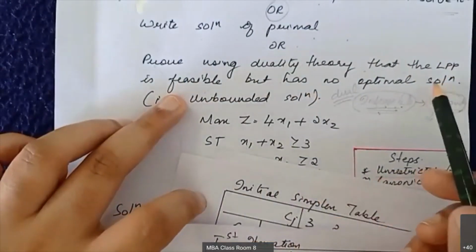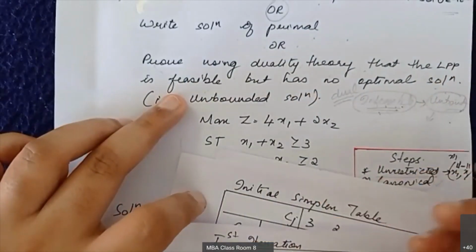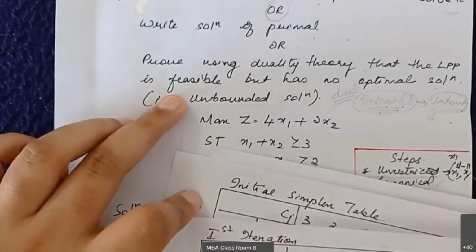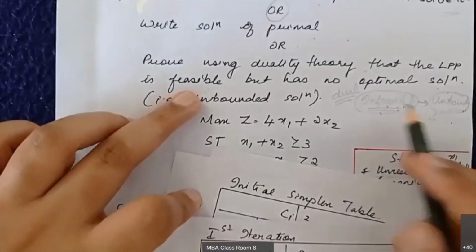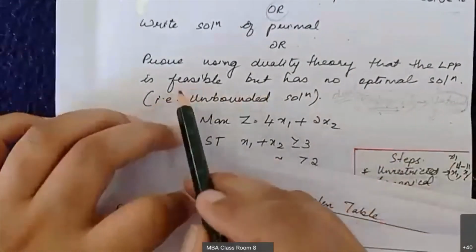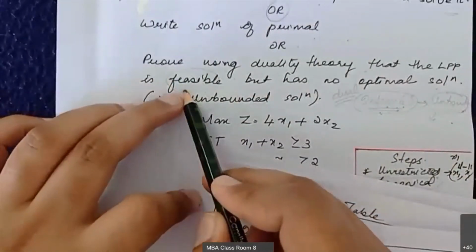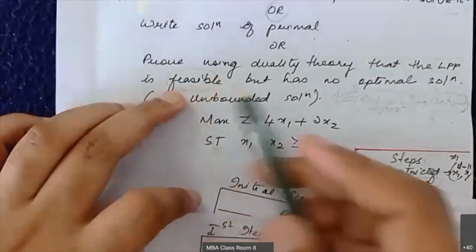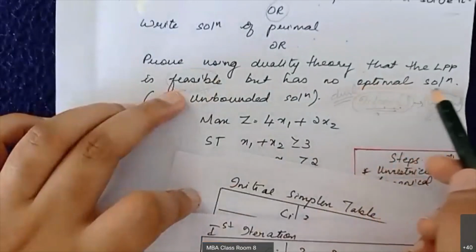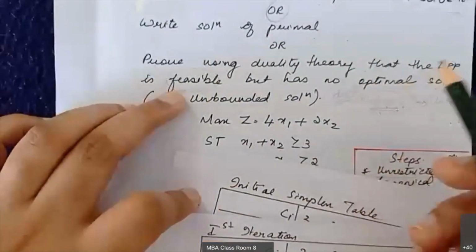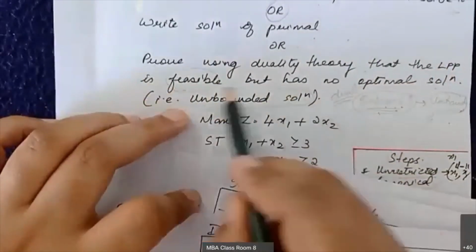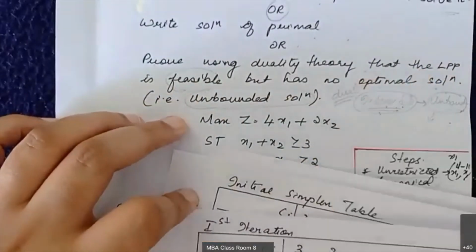If you are having an unbounded solution, it means the solution occurs at infinity. There is a solution, that is why we are telling it is feasible. Unbounded means there is a solution, it is feasible, but there is no definite optimal solution. The solution occurs at infinity, that is, it is an unbounded solution. Hope you understood the problem.